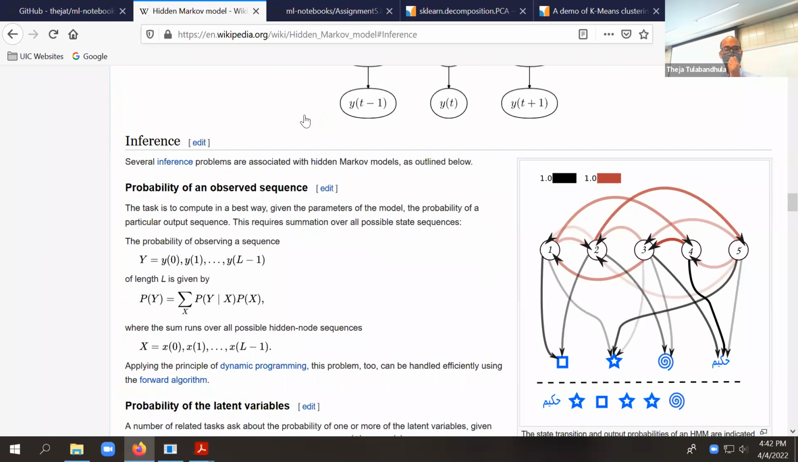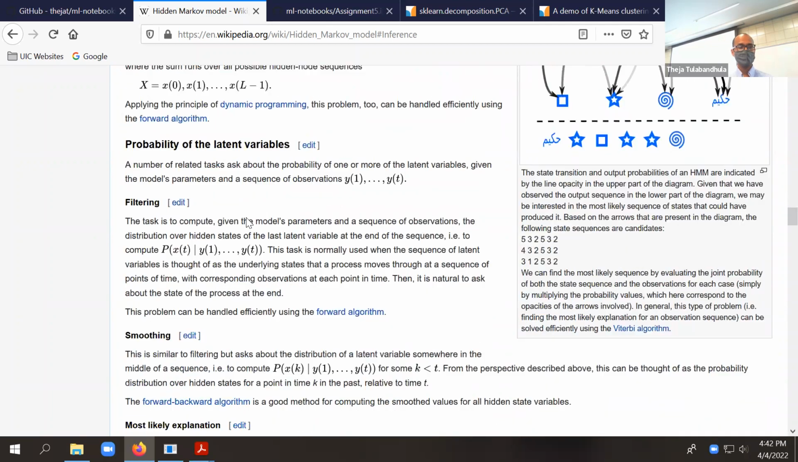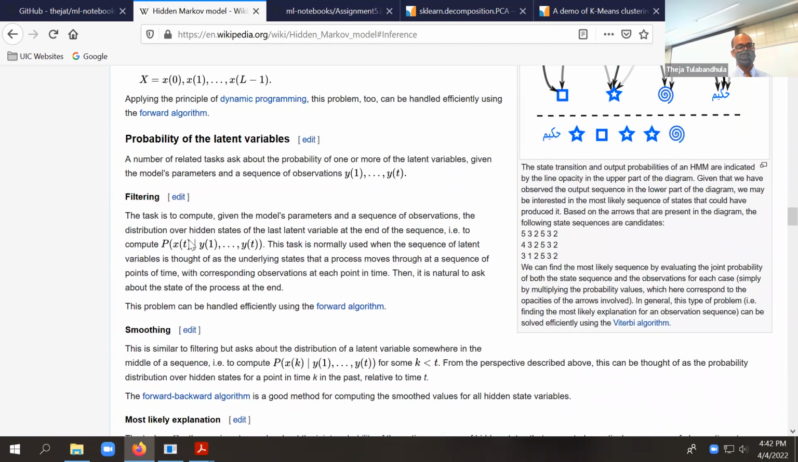Okay, so in the section called inference, we looked at 3 questions. One of them was the probability of an observed sequence. The other 2 questions are related to what's the probability of the hidden state given the observation so far, which is basically the probability of the most recent state x_t given the observations so far. That's called filtering. Or if you ask what is the probability of some previous state given all the observations, that's called smoothing. Okay, so they're just names.